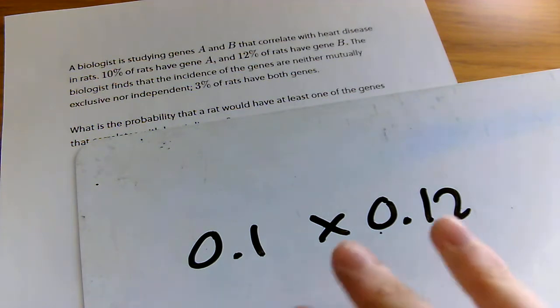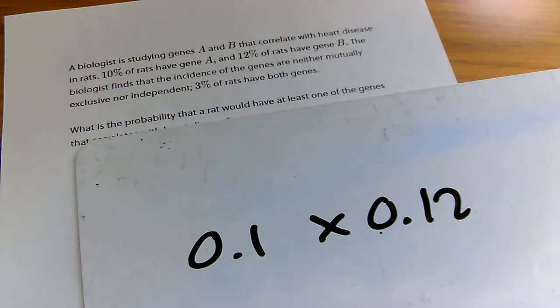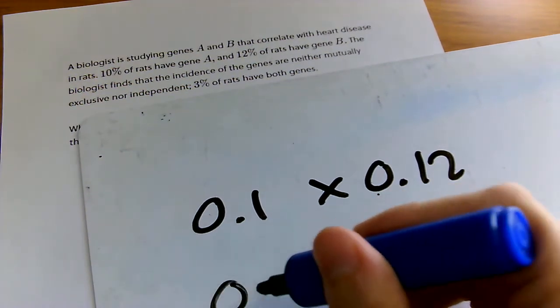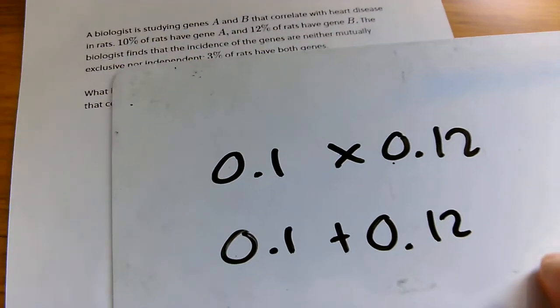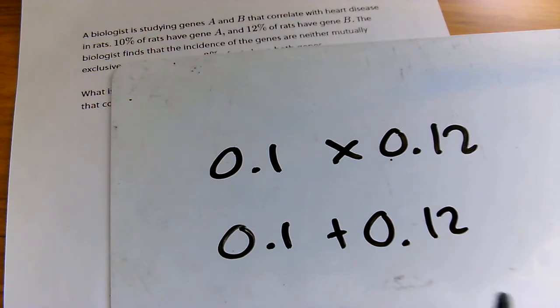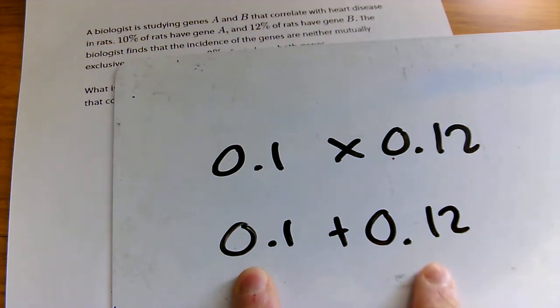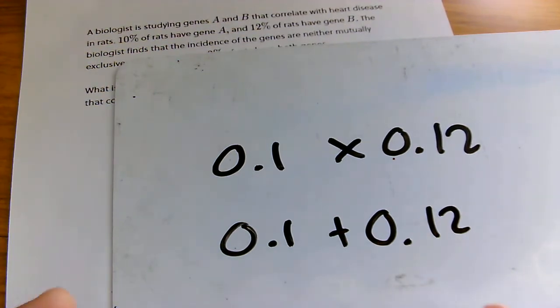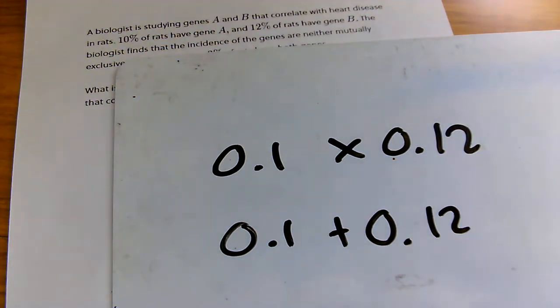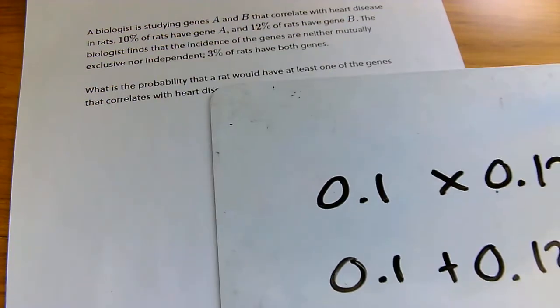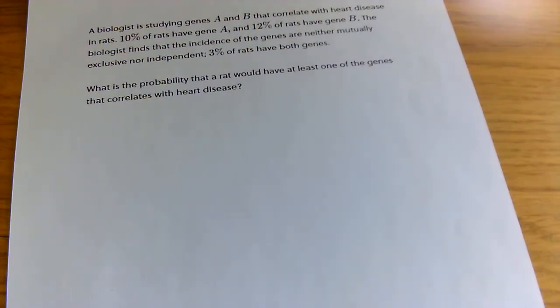And because they're not mutually exclusive, you can't just add them together. You can't say, well, let's do 0.1 plus 0.12, because there might be some rats that have both of them. You might be counting the same rat twice. There could be a rat that's in this group and he's in this group. So therefore, if you add them together, it's like you're treating them as separate groups, but actually there's overlap between them. So the overlap there is the key word that's going to give us a clue on how to work this one out. A Venn diagram.